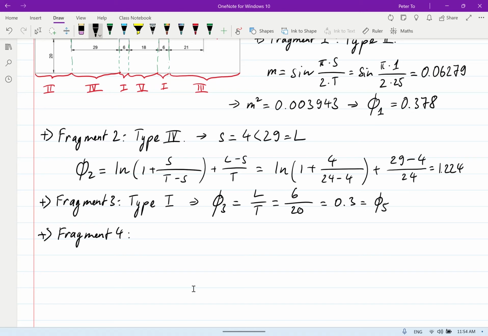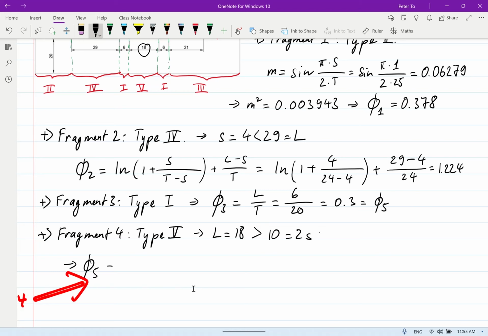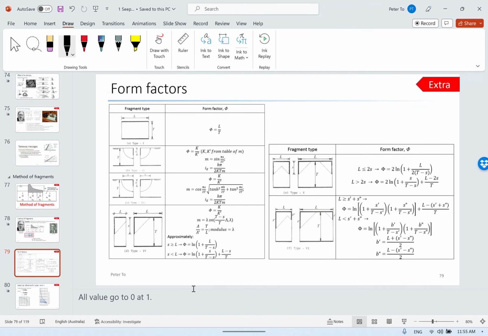Alright, for fragment 4, I have it is of type 5. Now I need to consider the conditions. So I have my length, which is equal to 18 meter, and it is larger than 2s, which is 10. So from here, I can calculate my phi by the equations. In here, I have my L is larger than 2s, so I must use these equations. Alright.